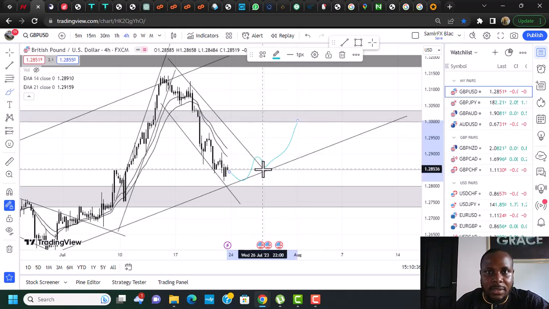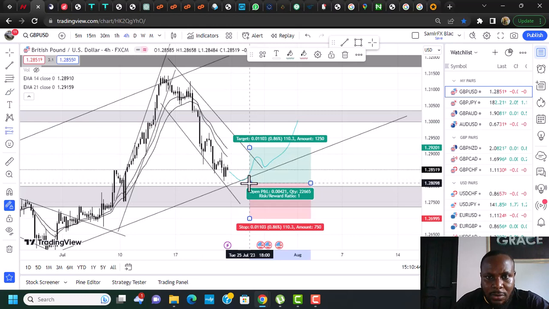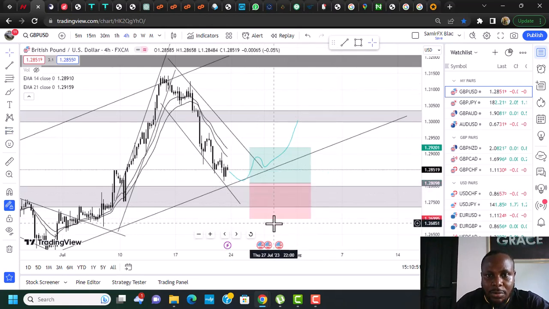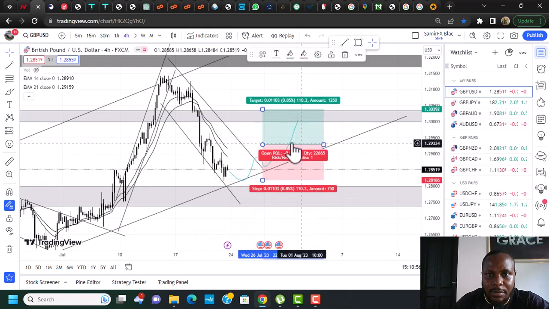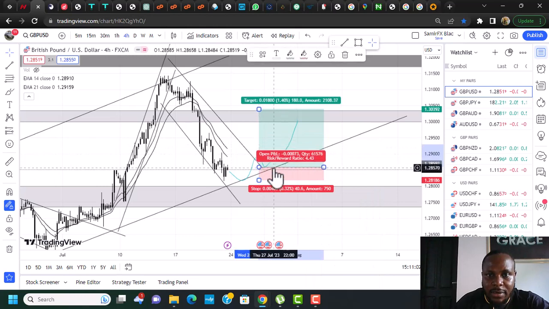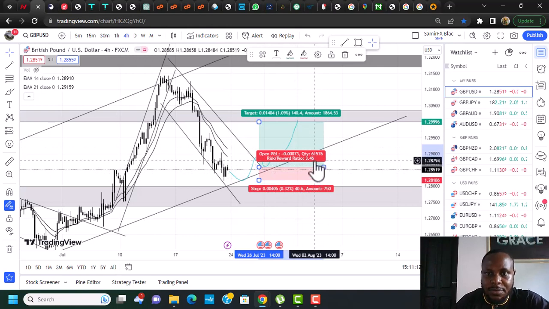So if I'm taking any position here, I'll be looking for a situation where I'll place my stop loss somewhere here. I'm not too used to this stuff, sorry. Yeah, my entry will be around here with my stop loss just slightly below this trend line. And this will be giving us a risk to reward of 3.46.